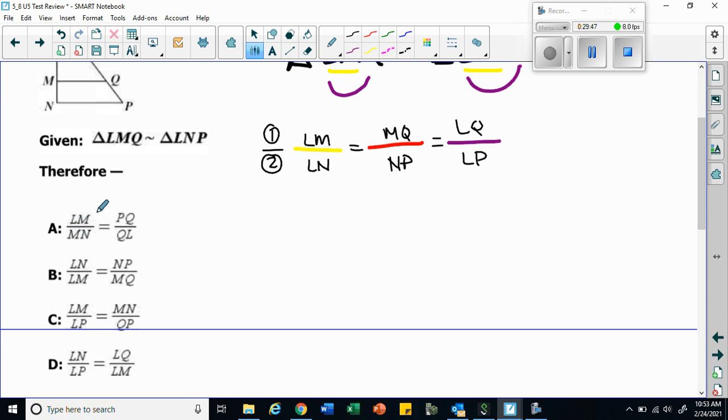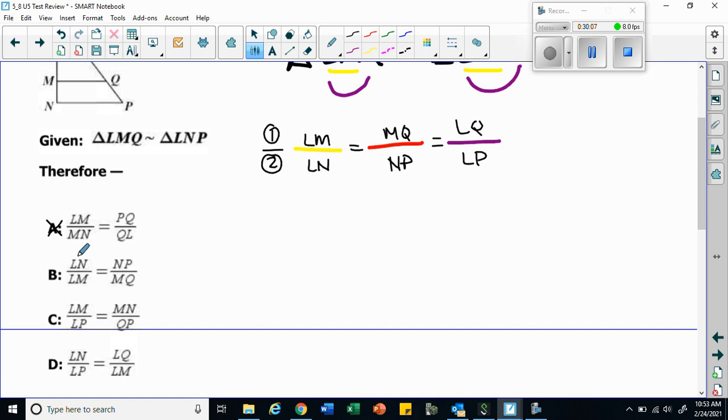So if I look, I see LM is yellow, right? And then I see MN. Is there even an MN? Is there MN together at all? I don't see any MN at all, right? So I automatically know that can't be an answer choice.